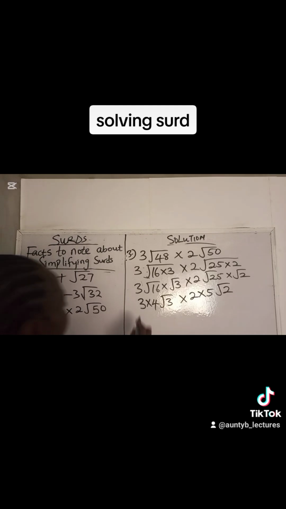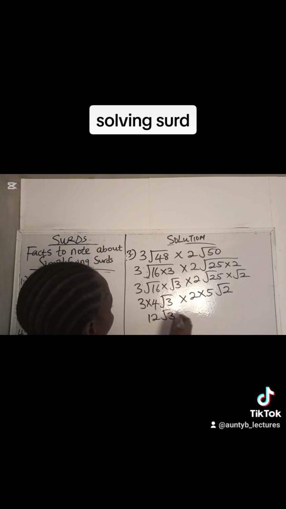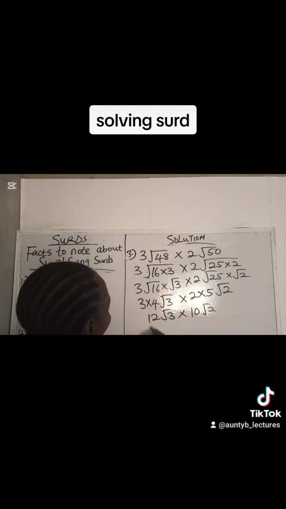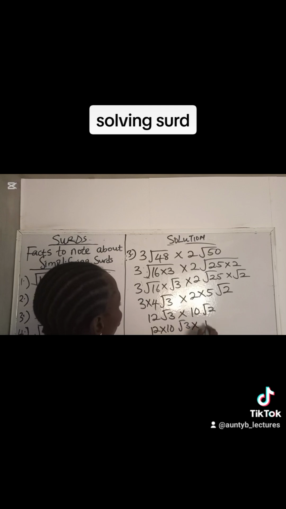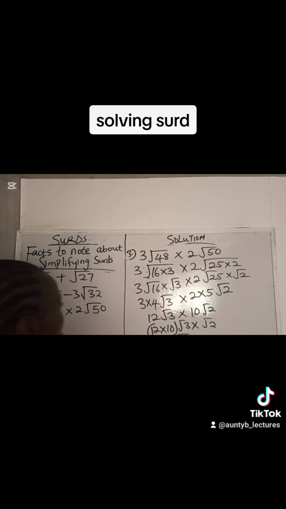So we have 3 times 4, which is 12, root 3 times 10 root 2. We have 12 times 10, root 3 times root 2. Let's bracket this. 12 times 10 is 120. Root 2 times root 3 is root 6. So 120 root 6. That is our answer.